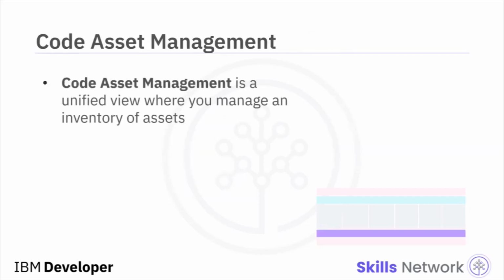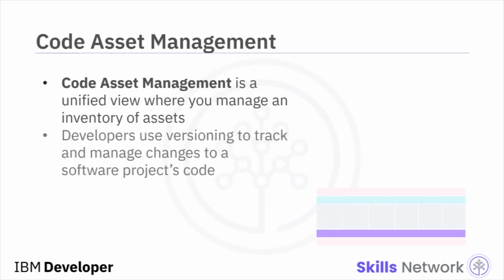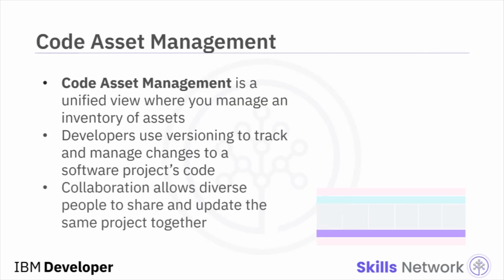Code asset management provides a unified view where you manage an inventory of assets. When you want to develop a model, you may need to update it, fix bugs, or improve code features incrementally. All of this requires version control. Developers use versioning to track and manage changes to a software project's code. And when working on a model, teams use a centralized repository where everyone can upload, edit, and manage the code files simultaneously. Collaboration allows diverse people to share and update the same project together.